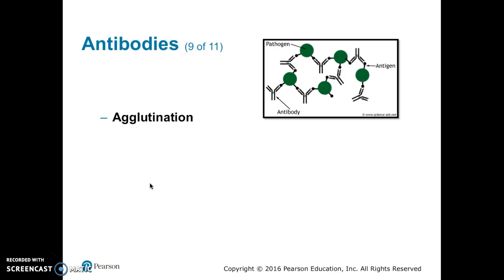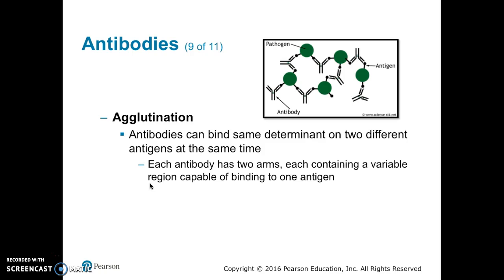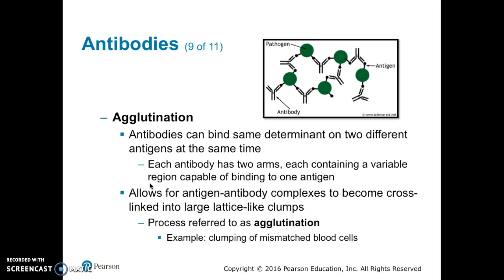We've heard the term agglutination when we studied blood typing. Antibodies can bind the same determinant of two different antigens at the same time. Each antibody has two arms, with a variable region capable of binding to one antigen. This allows immune complexes to become cross-linked into large lattice-like clumps referred to as agglutination. We can see this up here in this box.